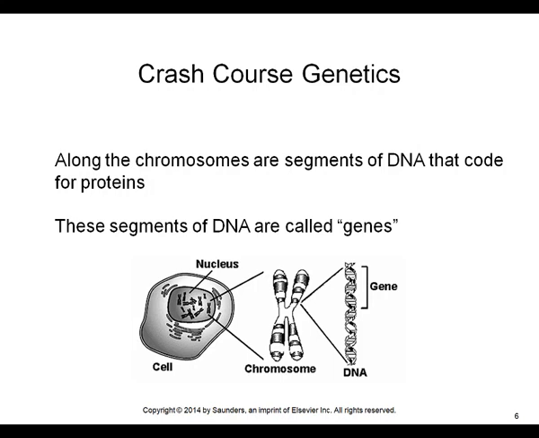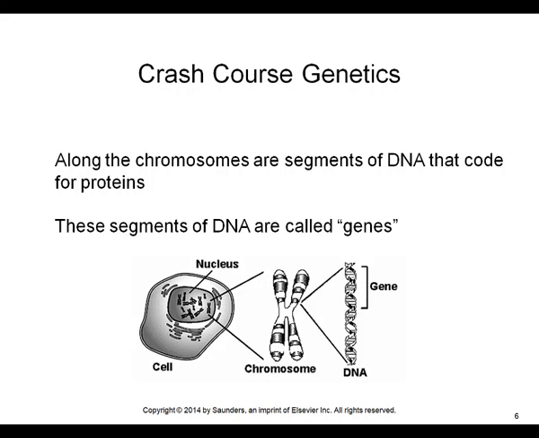Along the chromosomes are segments of DNA that code for proteins. We've talked about this several times in the past. These segments of DNA are called genes. So if you look at the diagram below, to the left you'll see a cell. And of course, the chromosomes are hanging out, as you know, in the nucleus of the cell.